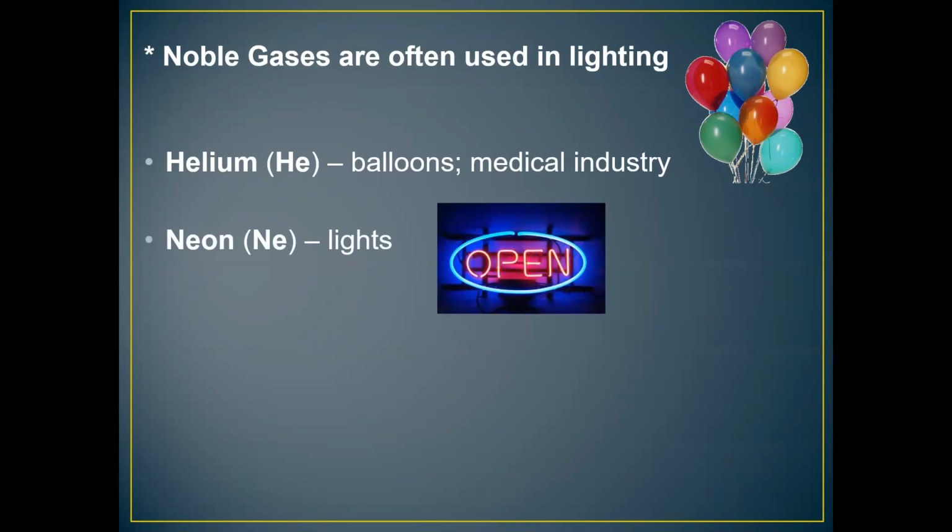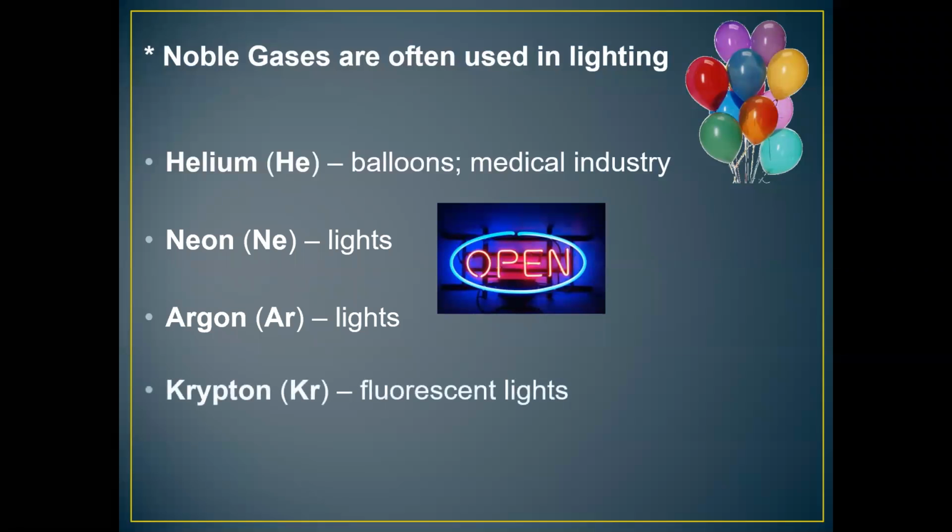Neon is used in lights. So neon lights, these are glass tubes, a true neon light, and they put different types of gases in here, including neon, and when you run an electrical current through them, they light up a different color. So if you break a neon light, you break the tube, it's pretty much useless because the gases escape and then there's nothing in there to light up.